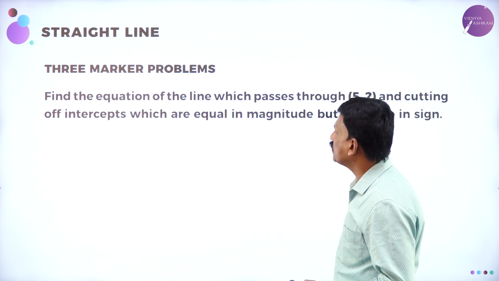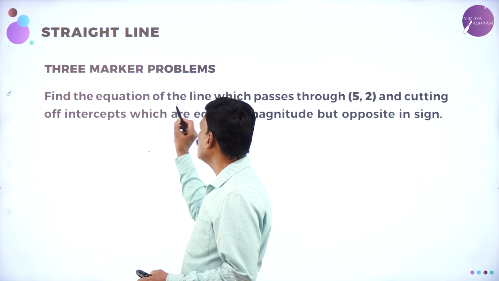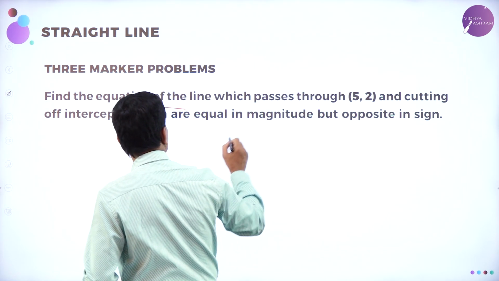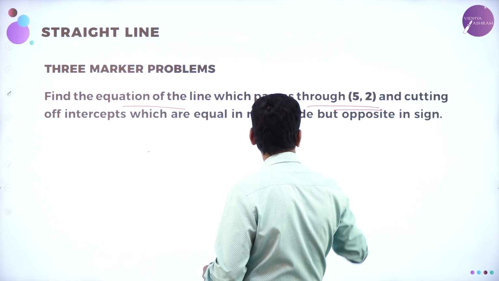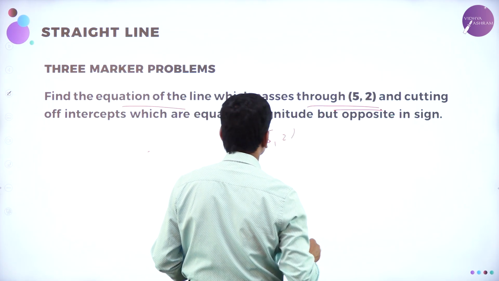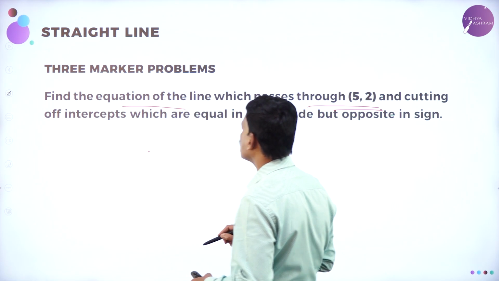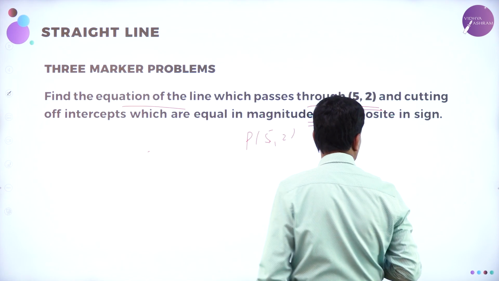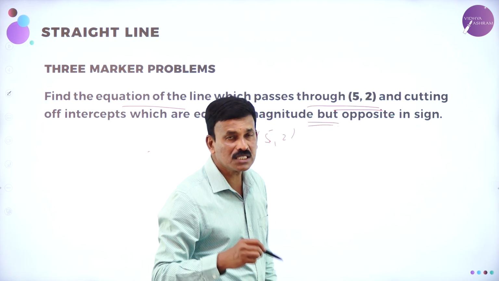First one, find the equation of the line. So, what is required to find? The equation of a line. Find the equation of a line which passes through 5 comma 2. What is the point given? Point is 5 comma 2. Passes through 5 comma 2, and cuts off intercepts which are equal in magnitude but opposite in direction.